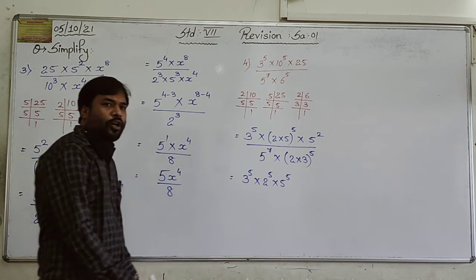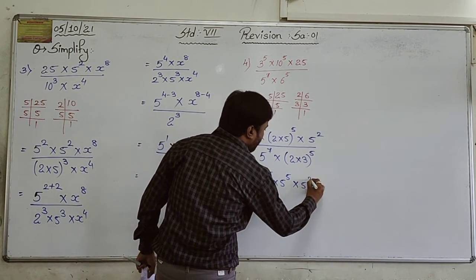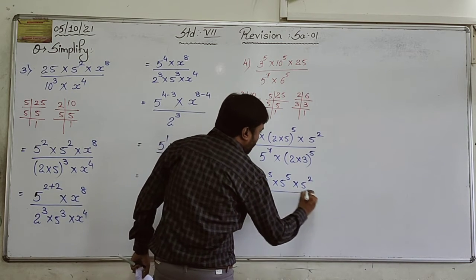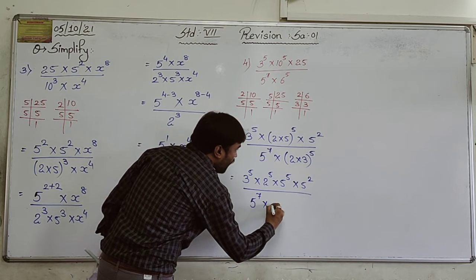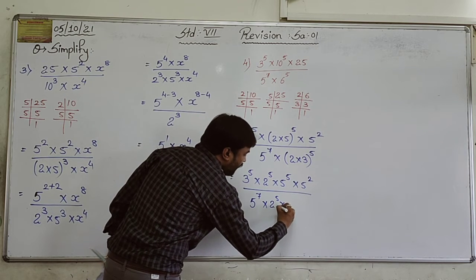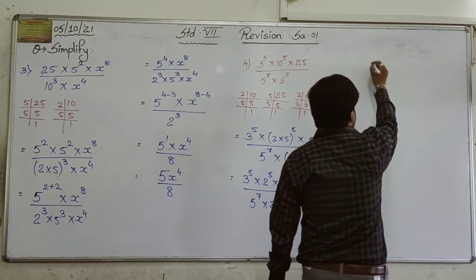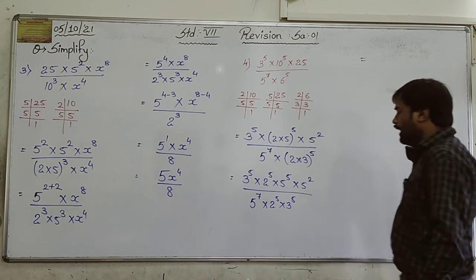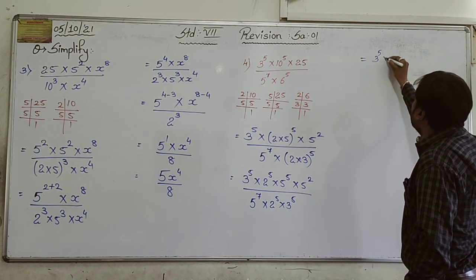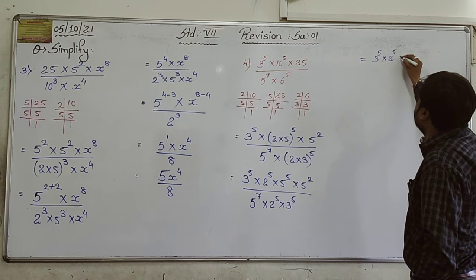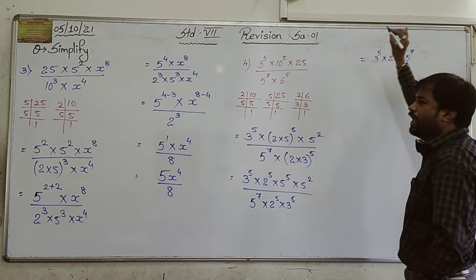Applying law of product inside the bracket, multiply by 5 square upon 5 raised to 7 multiply by 2 raised to 5 multiply by 3 raised to 5. So is there something common in numerator? Yes. So add them up. So 3 raised to 5 multiply by 2 raised to 5 multiply by 5 raised to 7.